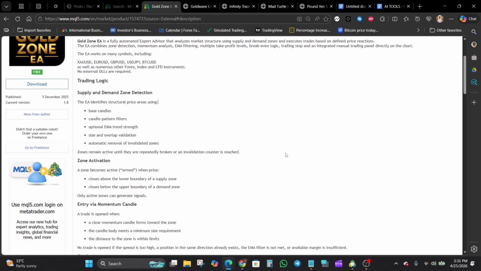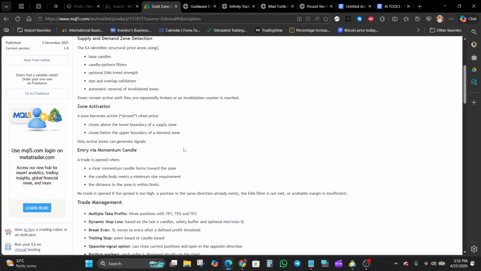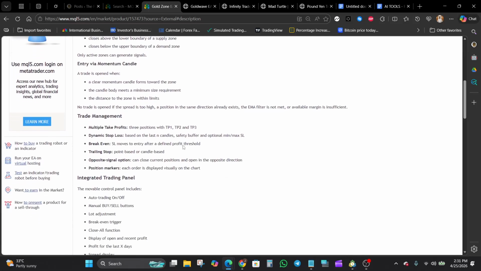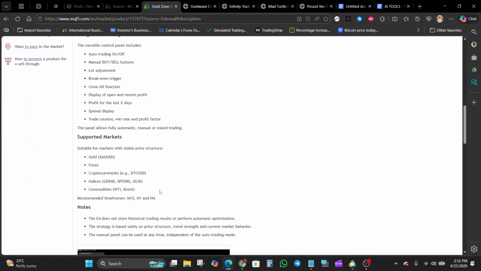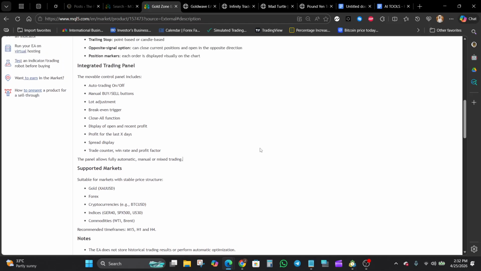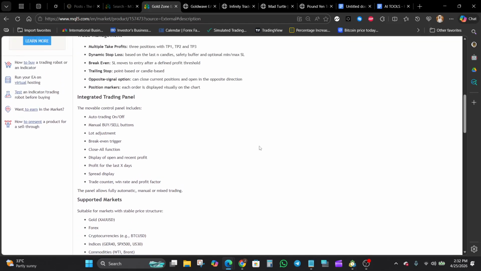They also recommend time frames like the M15, the H1, and the H4. All right, which suggests that this is more of a structured medium frequency trading system and not a high frequency scalper. Now, let's just quickly break down how this EA actually operates under the hood.